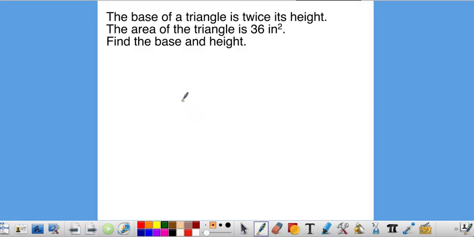We're down to just 2 more problems, just kind of looking at some word problems, or problems that have words and no pictures. So the base of a triangle is twice its height. The area of the triangle is 36 inches squared. Find the base and the height. So you can draw a picture for this if you want. Triangle, here's our base, here's our height. It said the base of a triangle is twice its height.